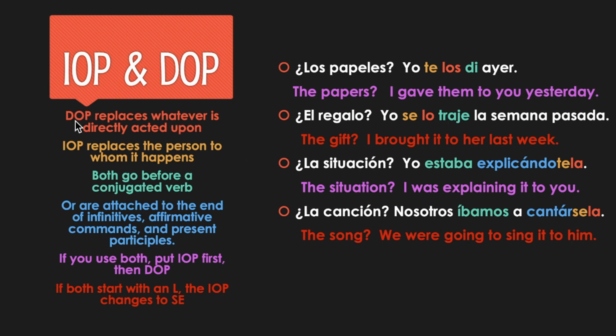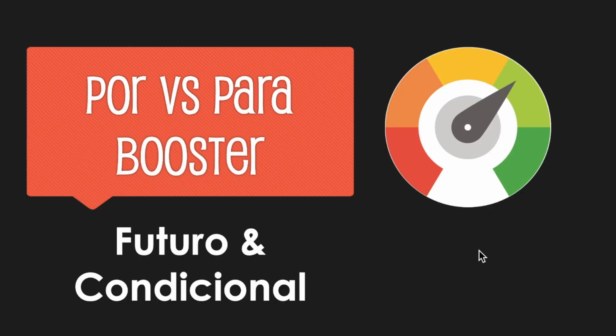And what you're going to notice is that everything's color coded. So the DOP replaces whatever is directly acted upon, orange. You're going to see those all in orange. And then if it's a conjugated verb, you're going to see that in green. If it's attached to the end, you're going to see that in blue. So you have direct guidance as you go about what that looks like. And if it has the IOP change to se, then that's in red. So it's kind of got those visual triggers. If your kids have highlighters, great time to pull those out.